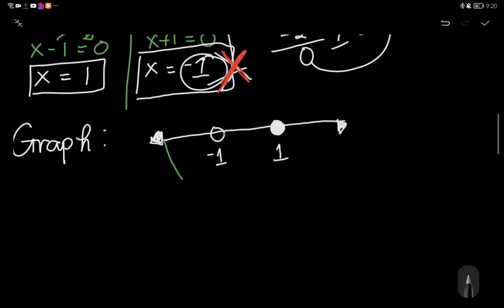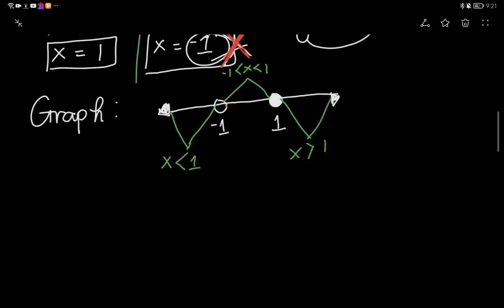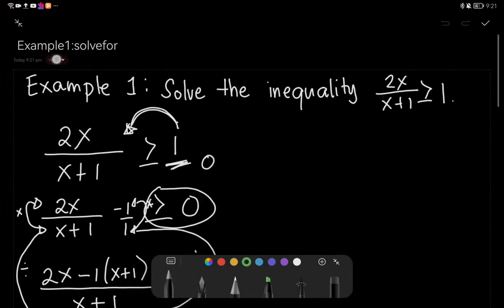Now, this side here is the first partition. This partition is x is less than negative 1. This one here is the second partition, which is x is greater than negative 1 but less than 1. And the third partition is this one, x is greater than 1. Now, to understand further the partitions, let's make a table.